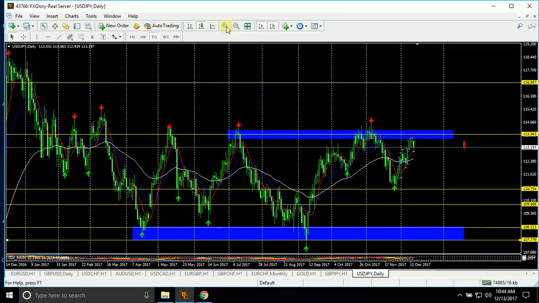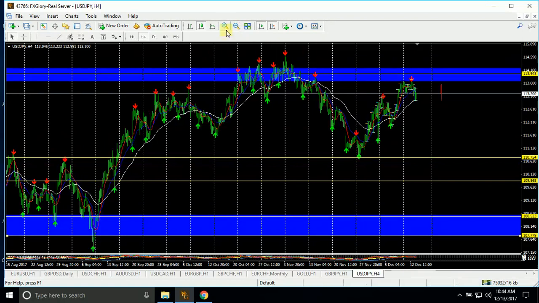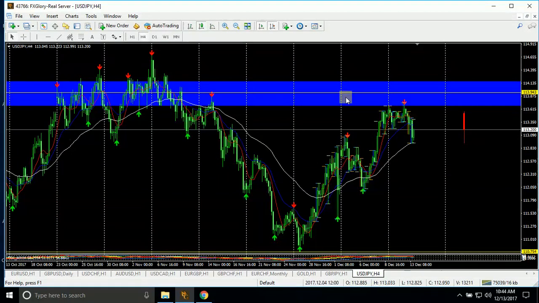Good. Okay, now if we come in here and look at the 4 hour, this is what type of situation that we would have identified, which I did. If you're paying attention in the Telegram group, you would have seen this signal of the USD JPY sell from in the 113.450 area. You see it's at 113.190 now.